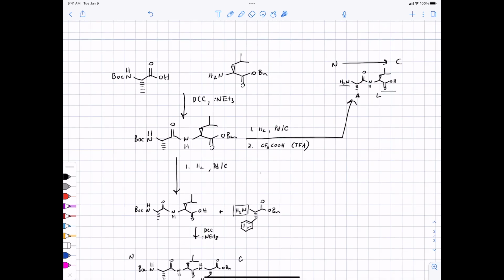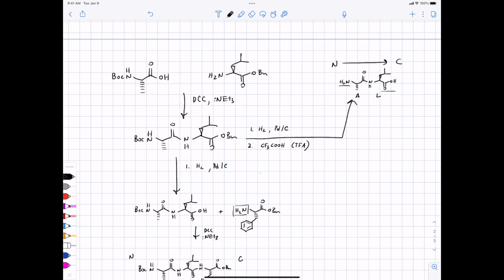how many reactions we had to do to get to this point, okay? We had to do a protection reaction on that amino acid. So that's one. We had to do a benzyl ester protecting reaction on this amino acid, so that's two. We did the coupling.